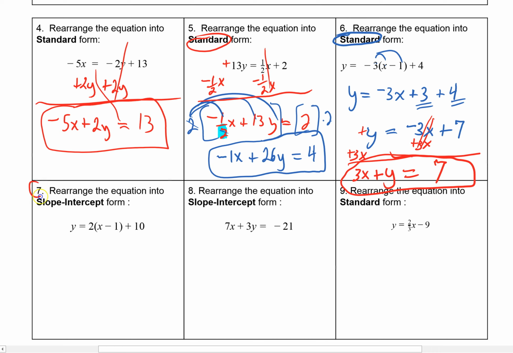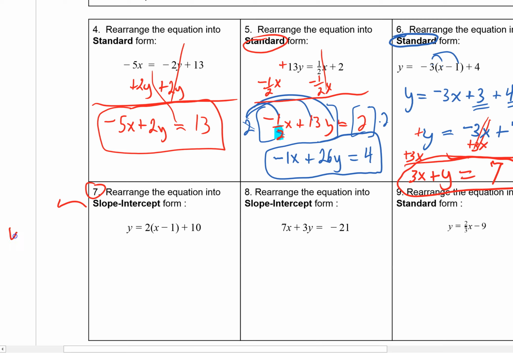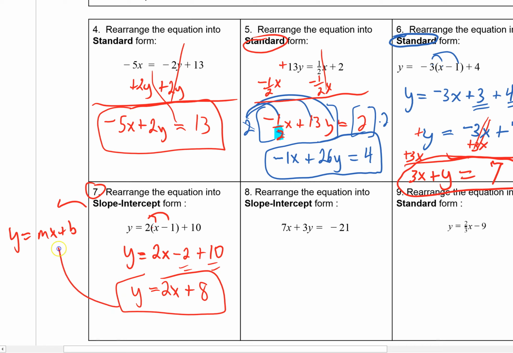Slope-intercept form is what is asked for number 7. By the way, slope-intercept form, I hope you remember, as we saw at the top, it's really y equals mx plus b. So for this problem of number 7, I'm going to distribute a 2. I'll get 2x, and 2 times a minus 1 will get a minus 2. Then we're going to combine our like terms. Negative 2 plus a 10 will get you a positive 8. And there you have it. That's what we really are going to have for slope-intercept form.